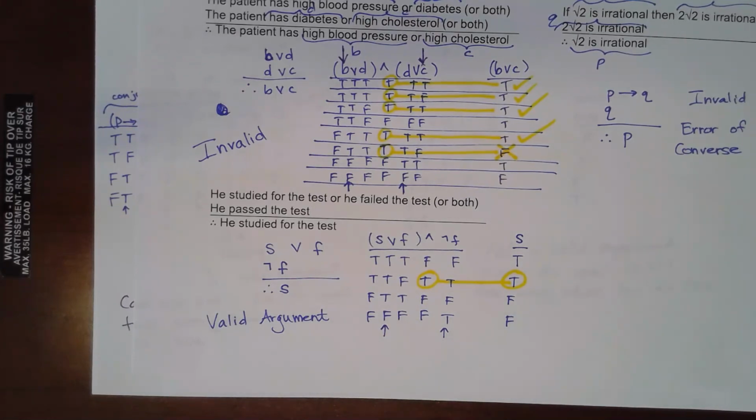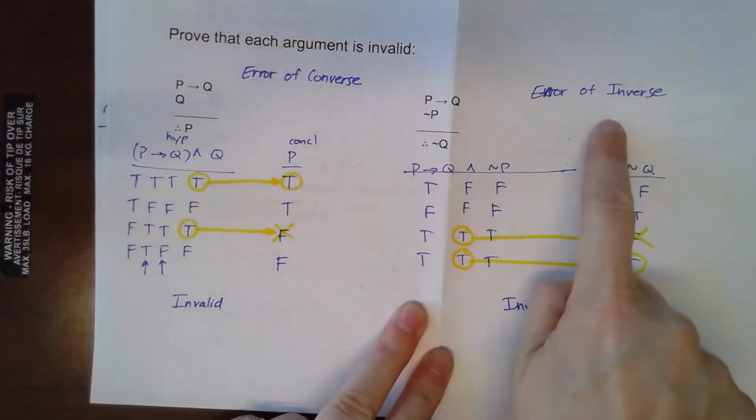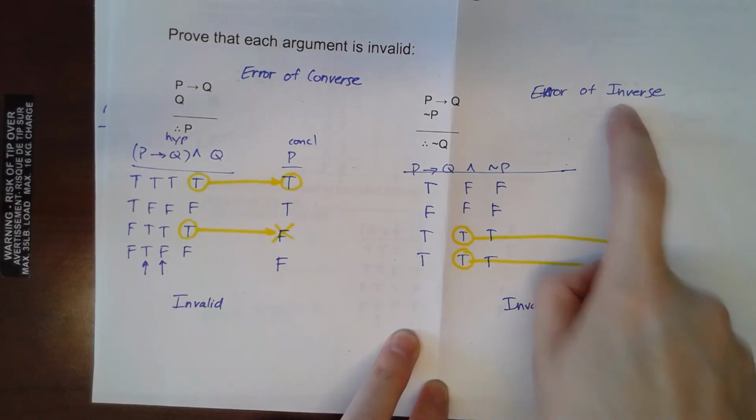Yes? Is there a special name for the other really common invalid argument? This one is the error of the converse, this was the error of the inverse. Yes. Yes.